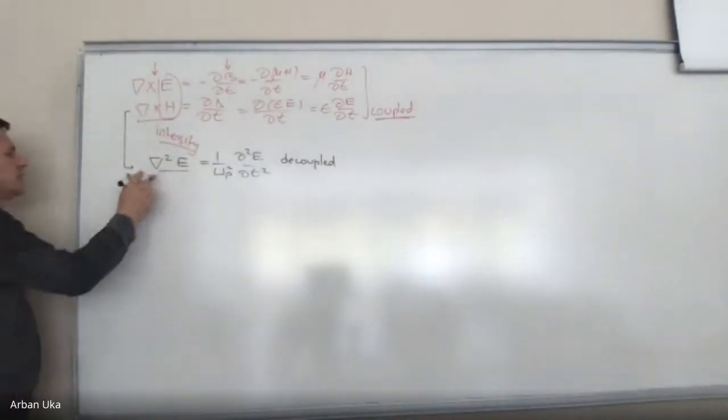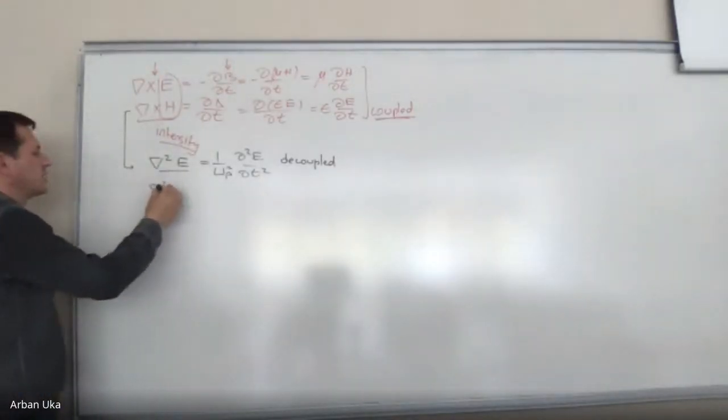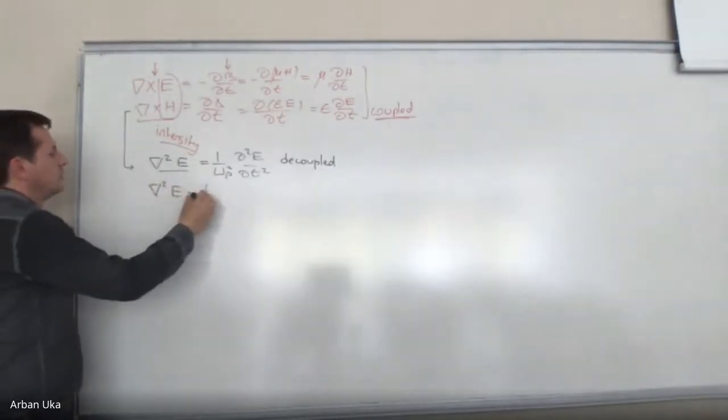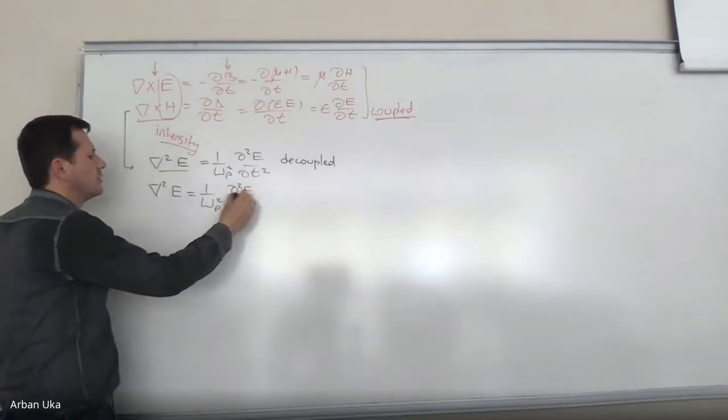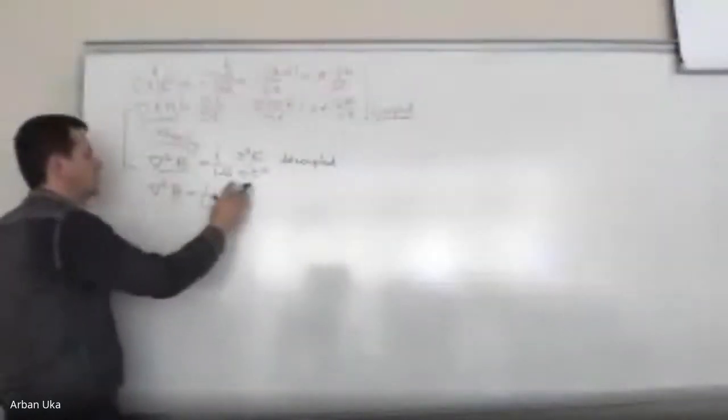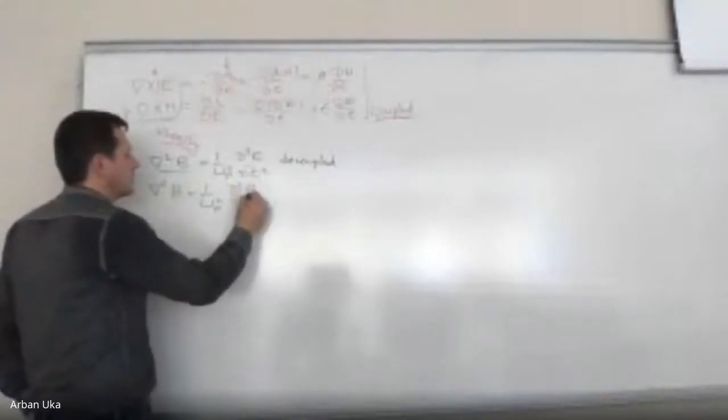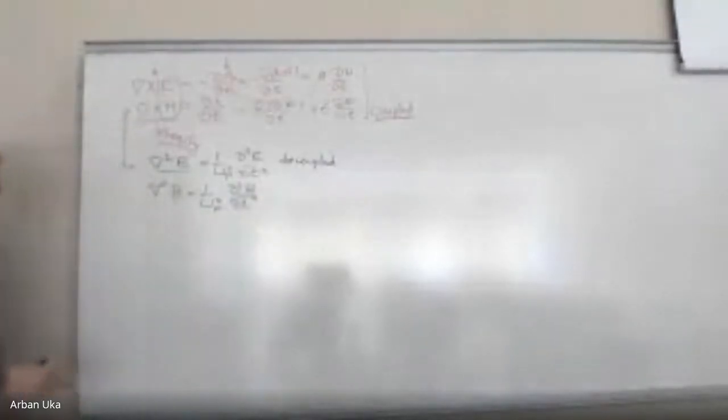Now the magnetic field intensity also is going to change in a similar way, and this would be equal to 1 over Up squared times the second order derivative of the electric field. Sorry, this would be magnetic field. I made a mistake. So this is like this. So these are the wave equations. Now this is an equation. We need to solve it.